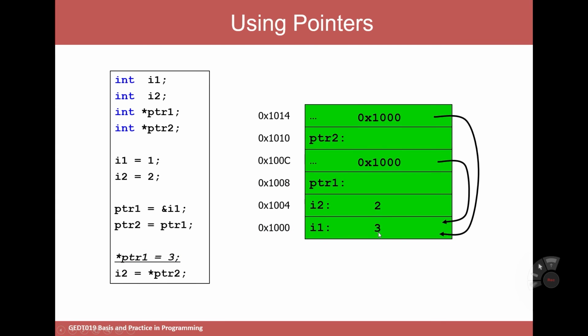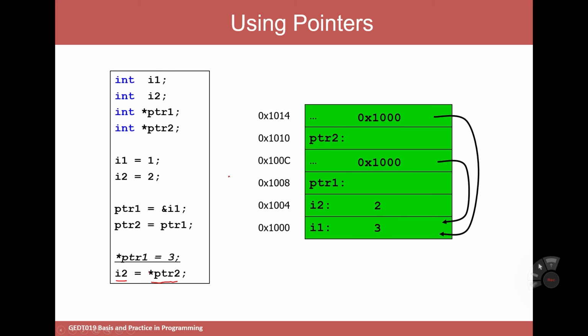Okay, so it changes to 3. Then after that, I say whatever pointer to value, also this one is value, because there is a star here, dereferencing. There is a star pointer 2. So pointer 2 is pointing to I1. I1 value is 3. So the 3 value will go to I2.